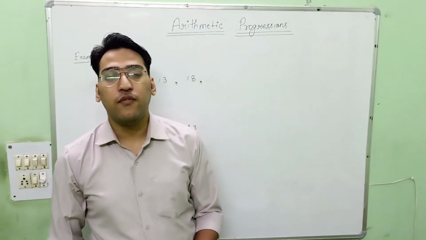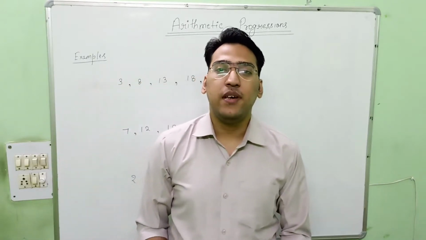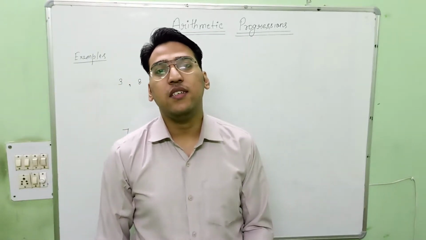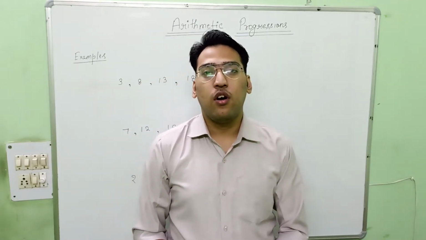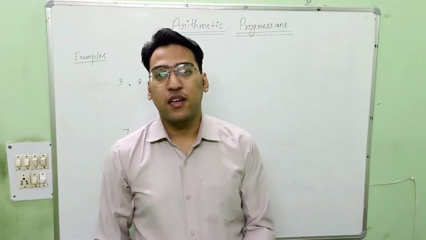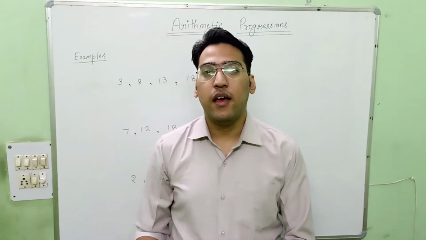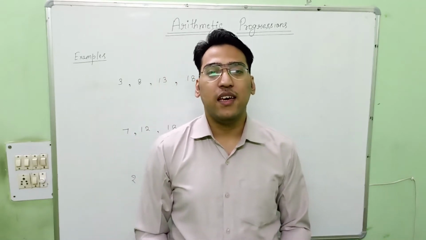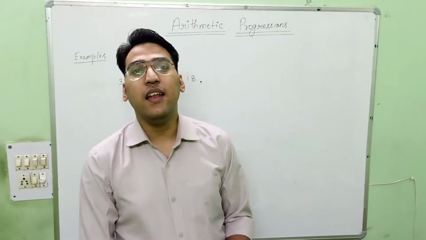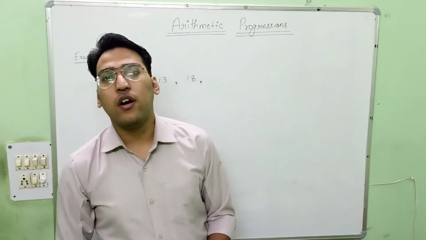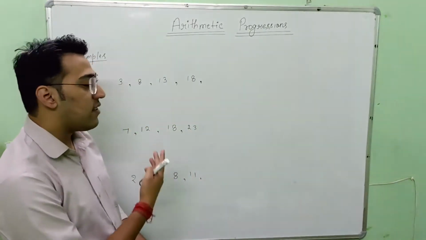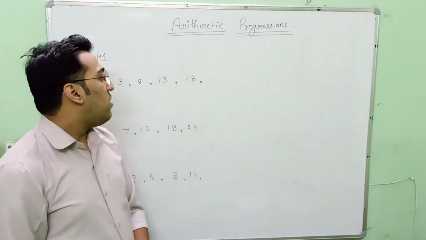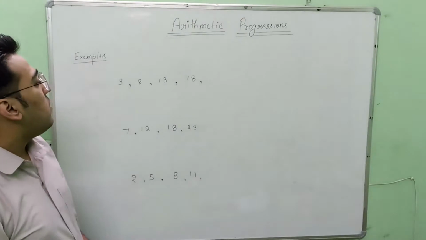So first of all we will understand the meaning or the definition of arithmetic progression, and we will call it AP. In short form we will call it AP, or we can say the given terms are in AP or not in AP. So to understand this, I have written a few examples. Try to understand with these examples.